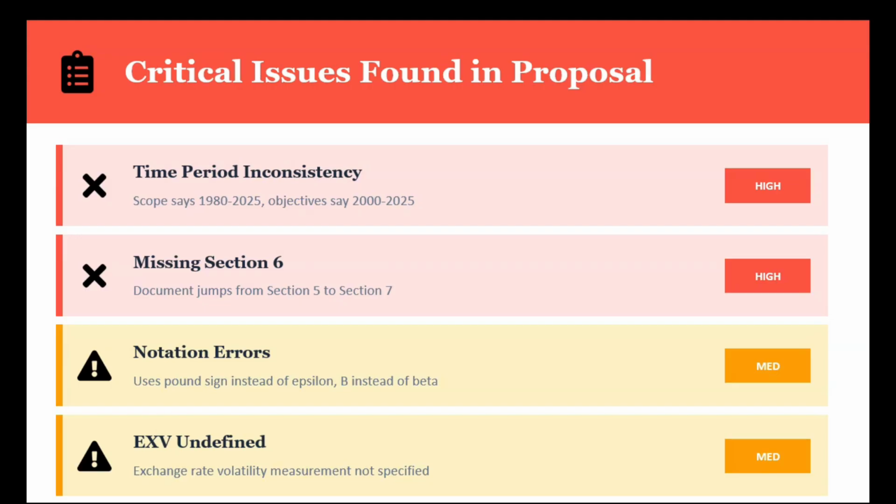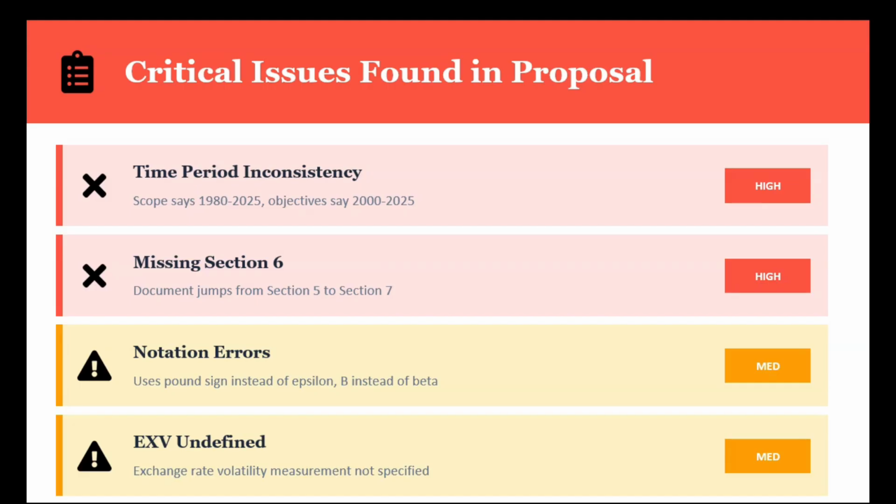Okay, critical. You need to change. These are the comments. You need to change the time period, and then you can stay on 2000 to 2005. Missing session 6. You jumped from session 5 to 7. Notation on the model, and then check whether this variable can't be undefined.